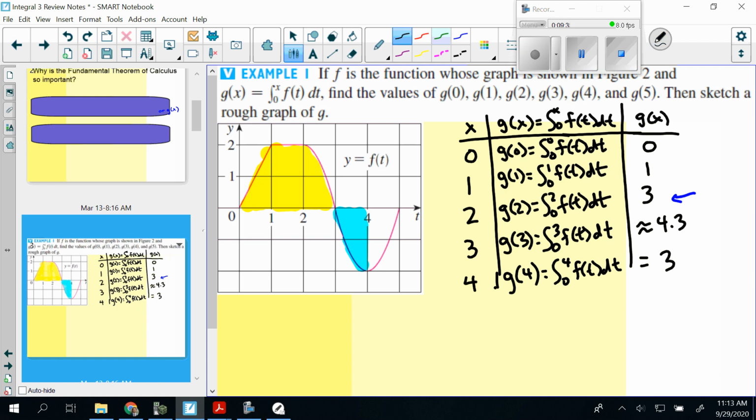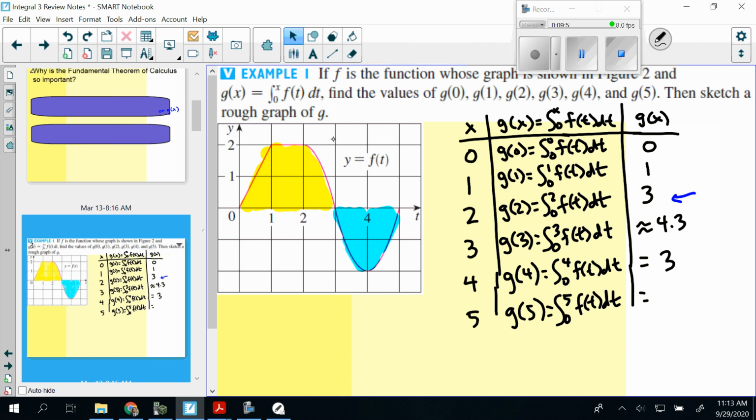All right, we've got one more here, the last one. If we find g at 5 now, that's the net area from 0 to 5 of f of t dt. What's that going to equal? Well, here we are, again, subtracting, we've got some negative amount of area. We've kind of been using 1.3 as that amount. So if we subtract 1.3 from our last total, that's going to give us an approximate value of about 1.7, it looks like. So that would be our net area.